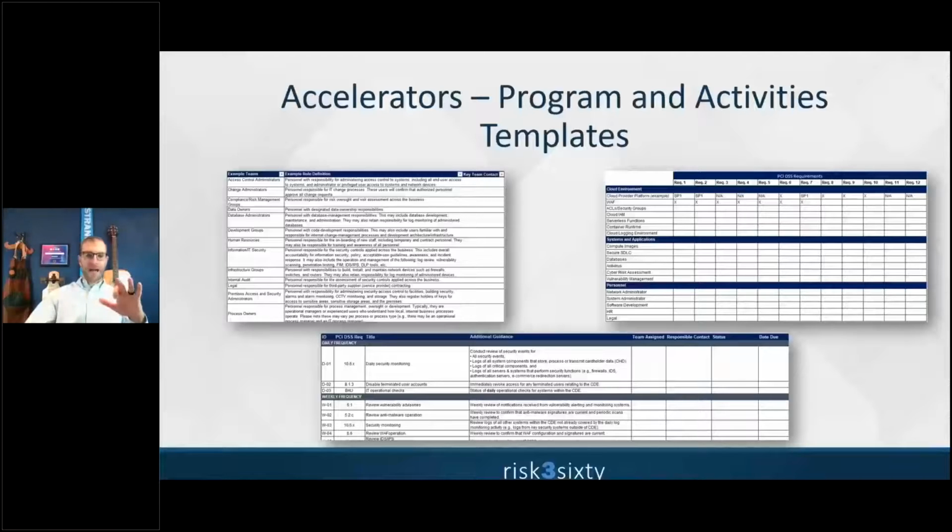There are 3 different tabs in this spreadsheet. Number 1 is essentially a roles and responsibilities tab. It's a bunch of example items, a bunch of example teams. For instance, your access control admins. It's going to say, here's what this role does, here's the responsibility of this role, and here are the activities they're roughly responsible for.